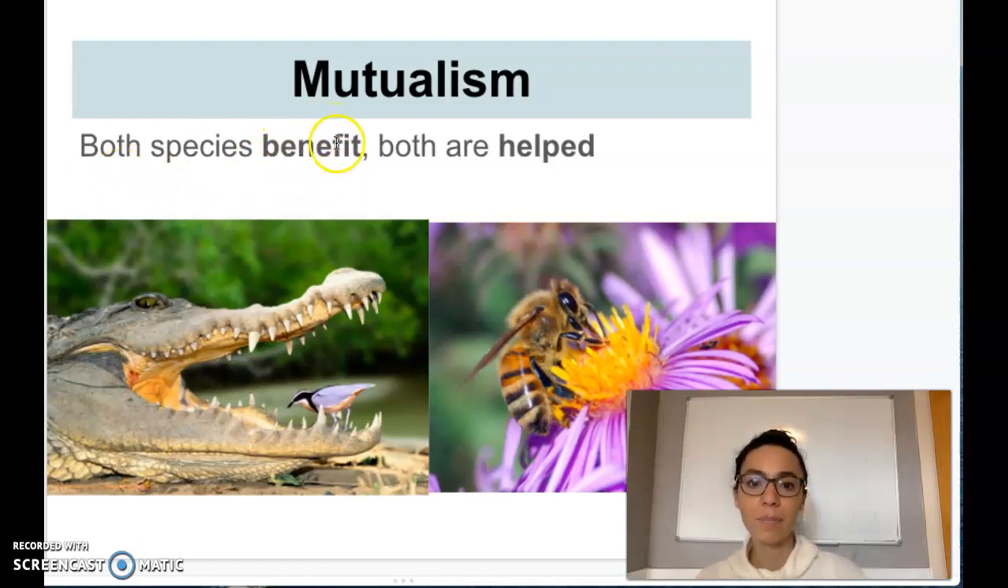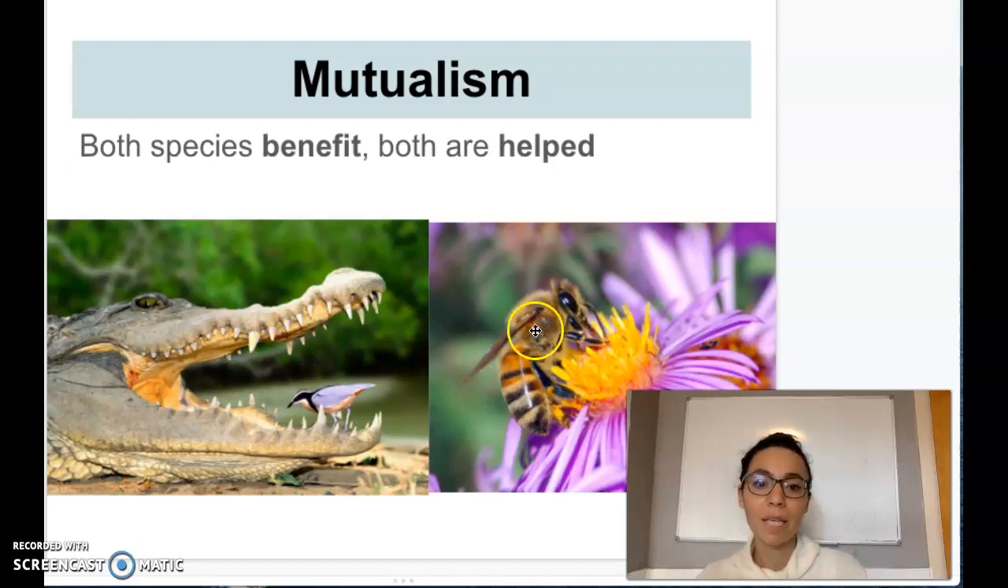If both species benefit, both are helped. So for example, this alligator has its mouth open. The bird is eating bacteria and insects out of the alligator's mouth. So it's cleaning the alligator's mouth. So the bird benefits because it's getting food, and the alligator benefits because its mouth is getting cleaned. So both organisms are benefiting. So this is a mutualistic relationship.